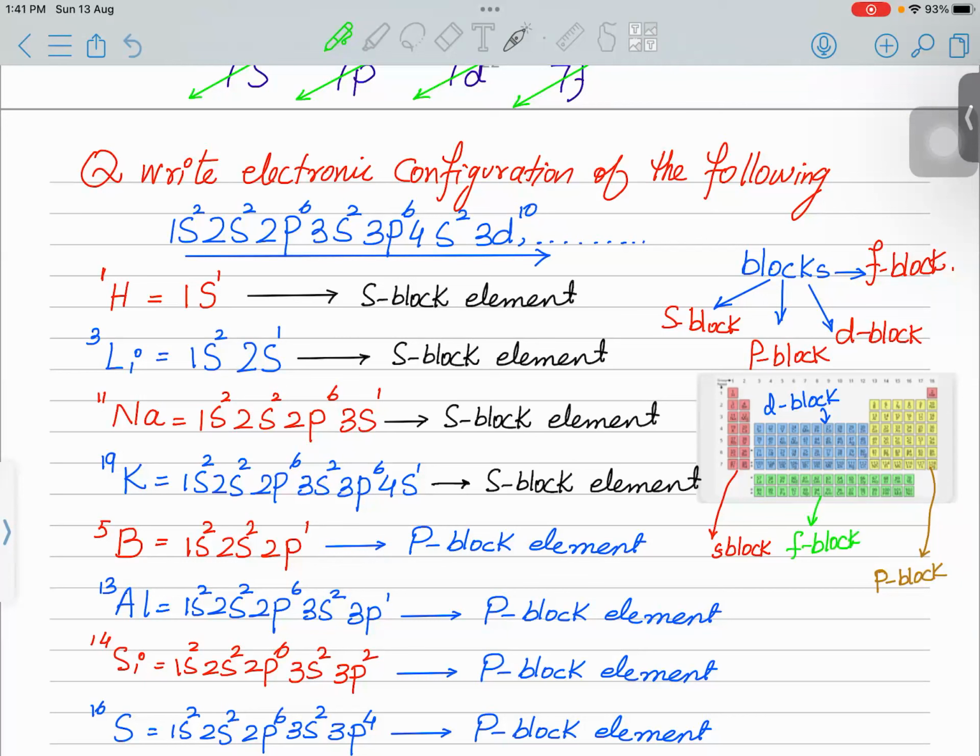Because configuration ends with S, configuration ends with P, configuration ends with D, configuration ends with F. So if the configuration ends with S, then these elements are called S block elements: group 1, group 2. P block elements if configuration ends with P: group 13, 14, 15, 16, 17 and 18 are P block elements.